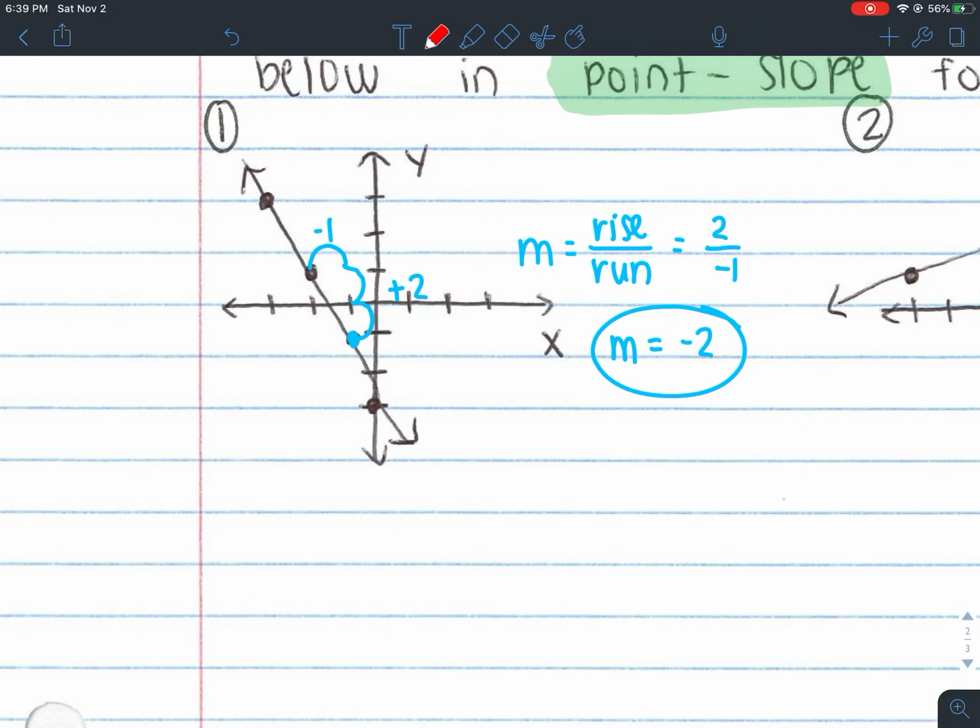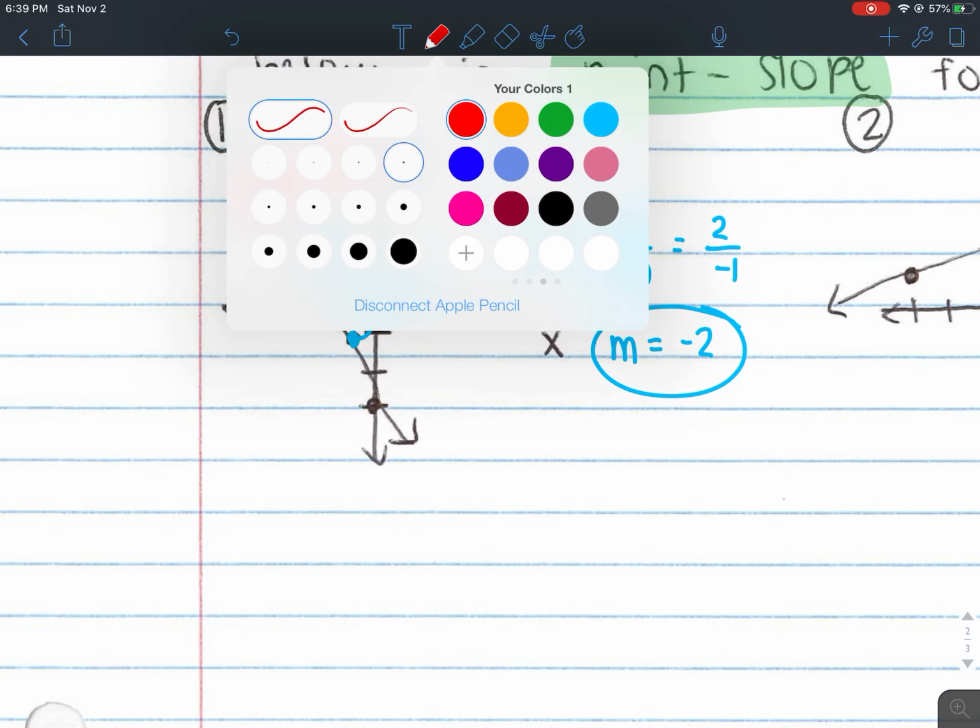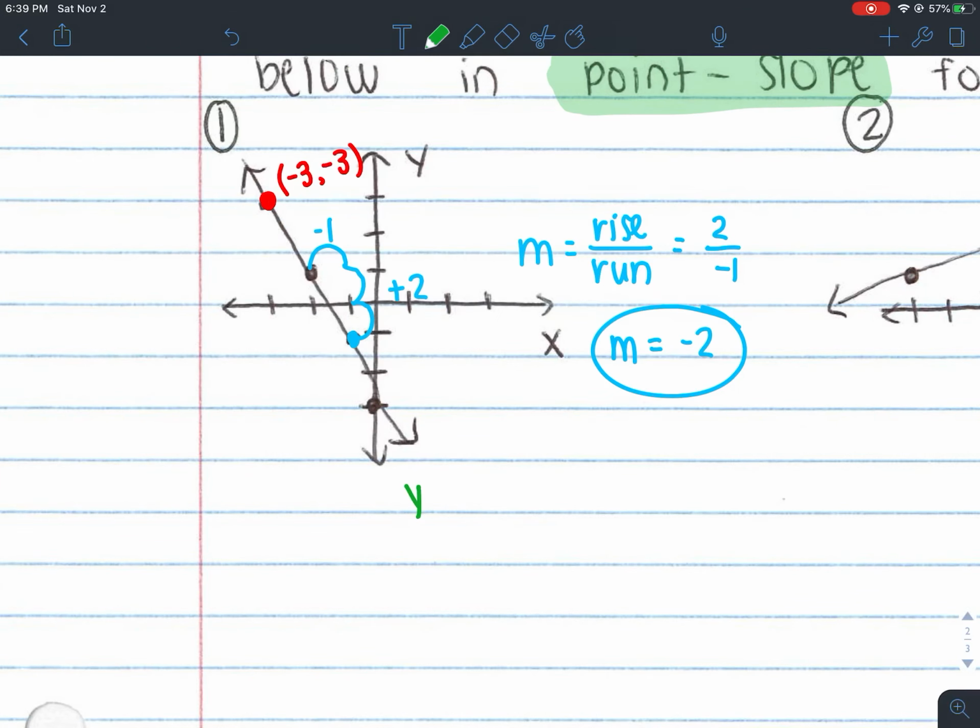I wanted to write the equation in point slope form. I need a point and a slope. I can pick any point on this line. I'm going to pick the first point up here. That point is the point negative 3, negative 3. Okay? So when I use my point slope formula, y minus y1 equals m times x minus x1, I'm going to plug in this information. So I picked the point negative 3, negative 3.